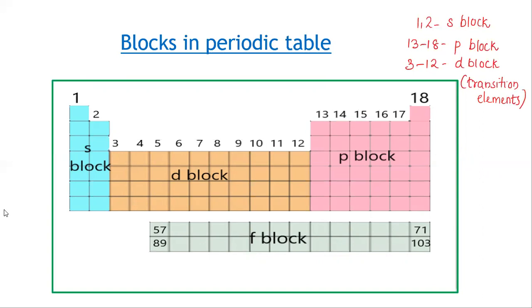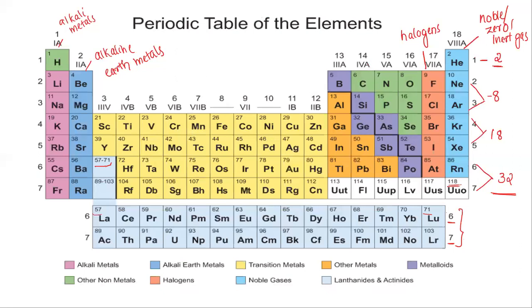Okay, then lanthanides and actinides, which are kept at the bottom of the periodic table, are known as F block elements. F block elements are also known as inner transition elements. Is that clear? Okay, so we have learned about the names of the groups, the shortest period, the longest period. These all things we have learned.